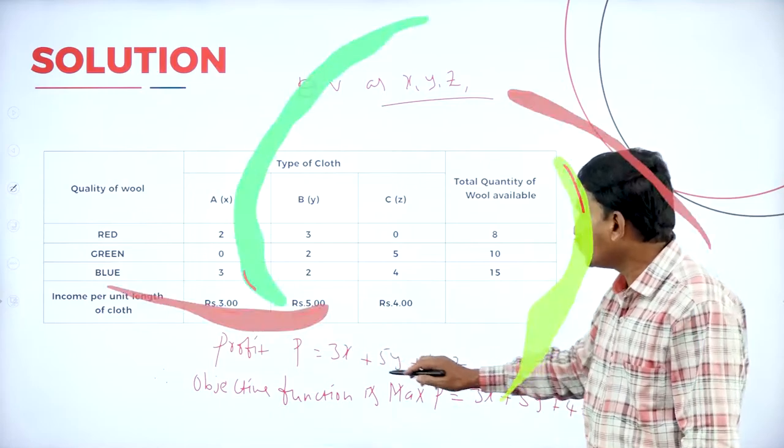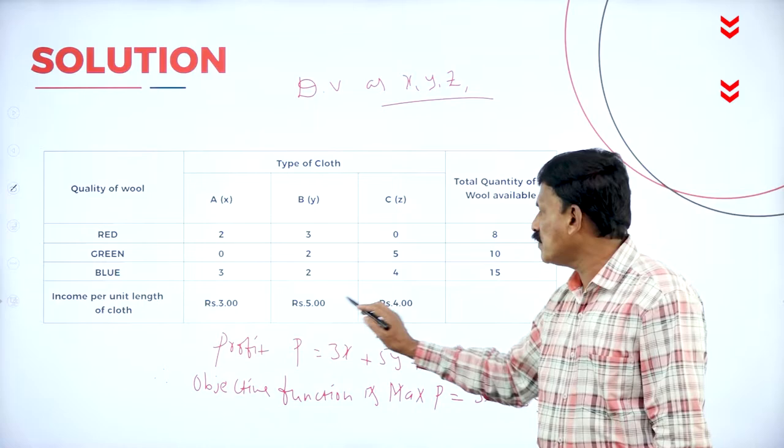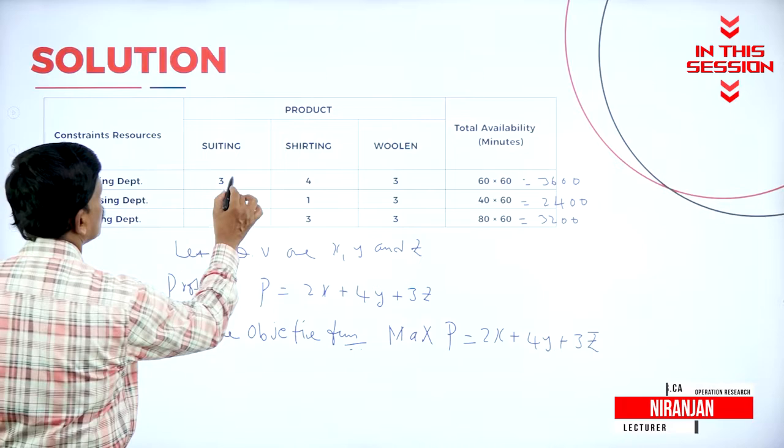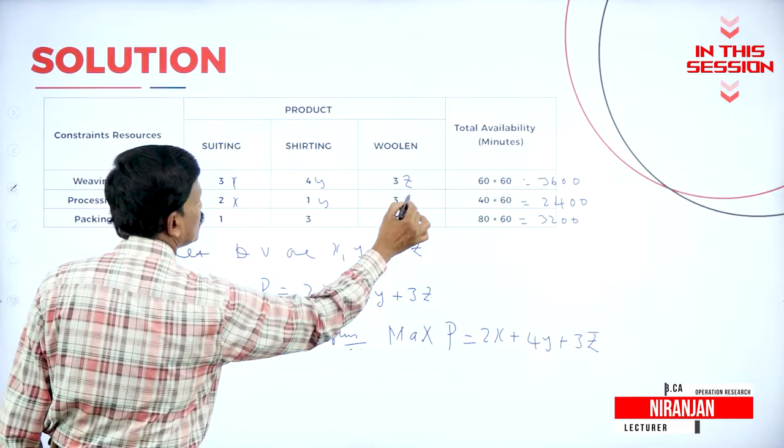The total income is nothing but the profit. So therefore, the profit P is equal to 3x plus 5y plus 4z. Since our intention is to maximize the profit, the objective function here is to maximize P subject to the constraints. For red, this is 3x, 4y, 3z. Again, this is 2x, 1y, 3z. Again, this is x, y, and z.